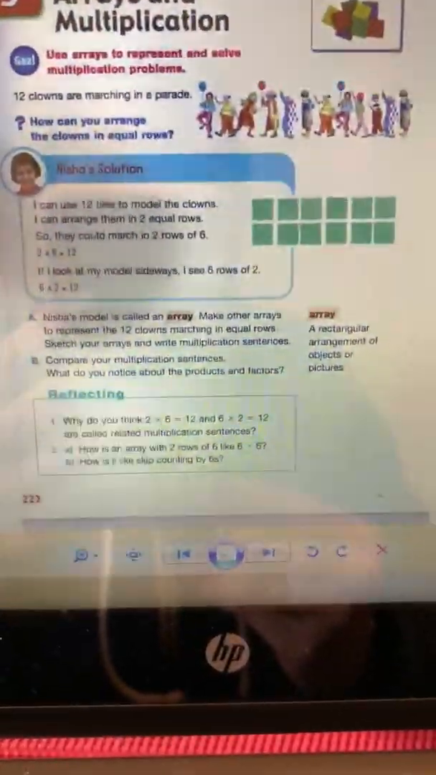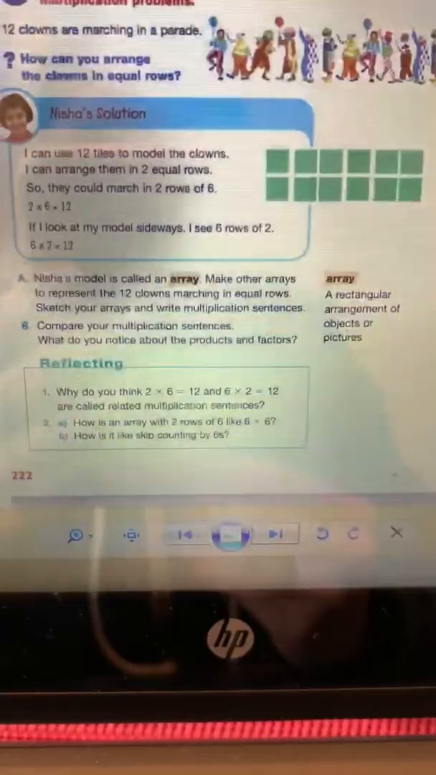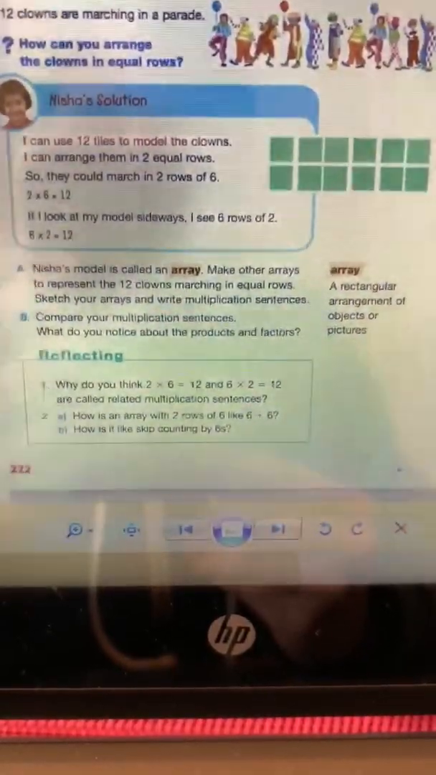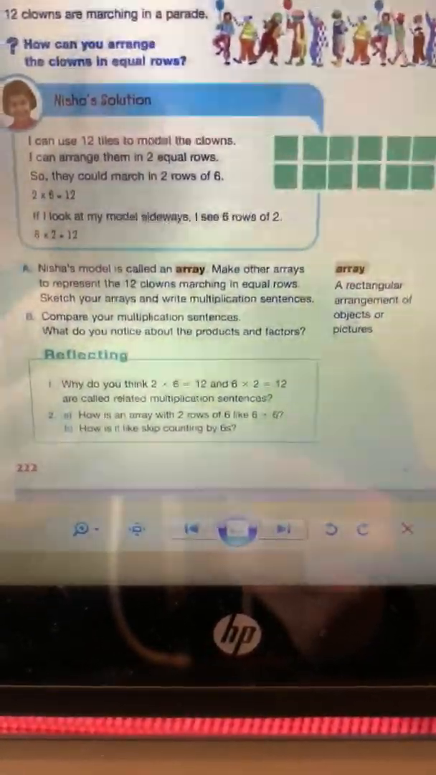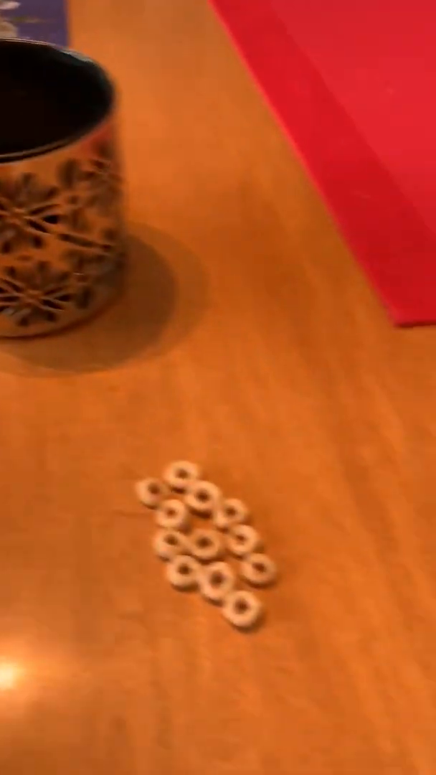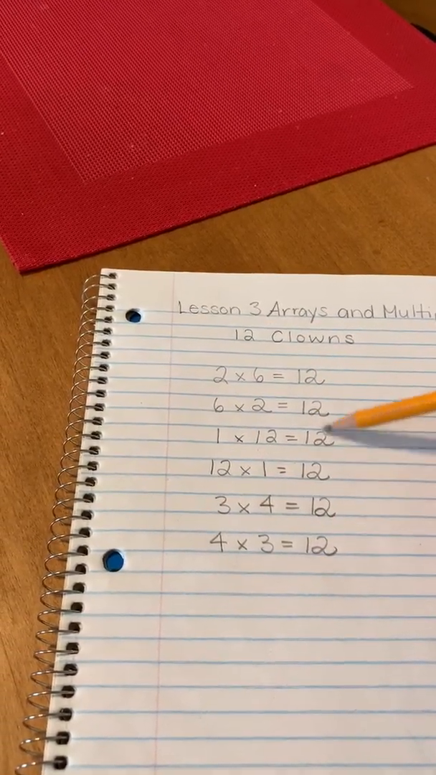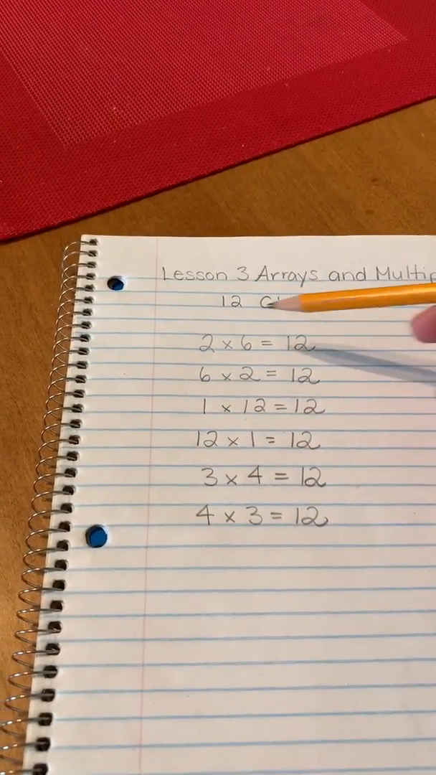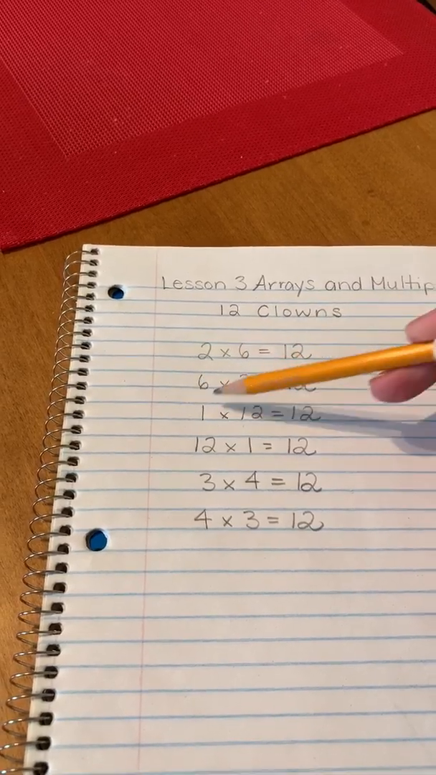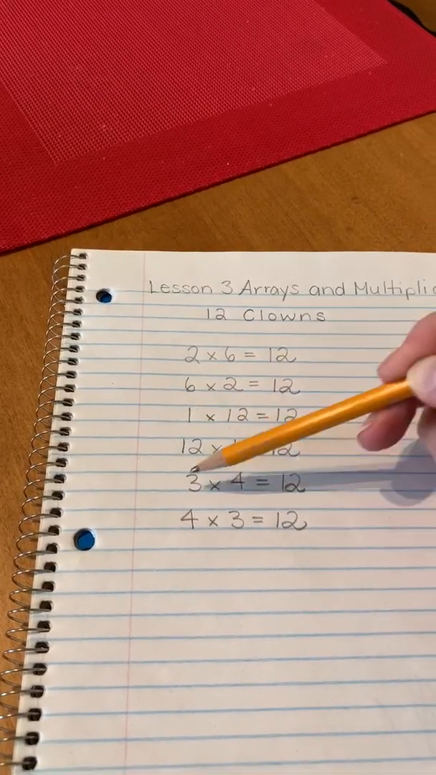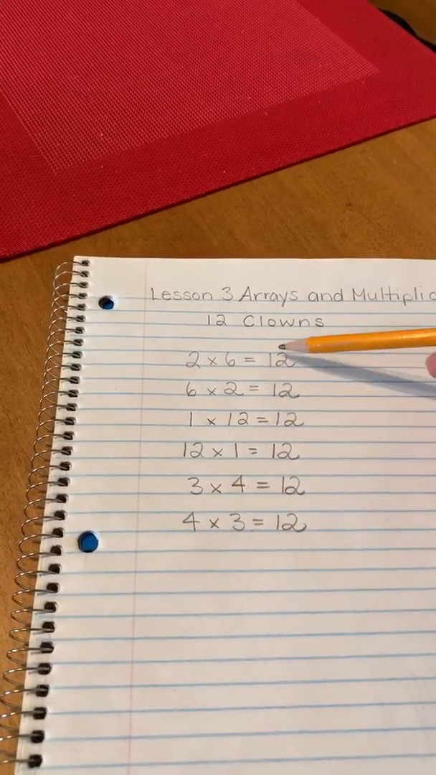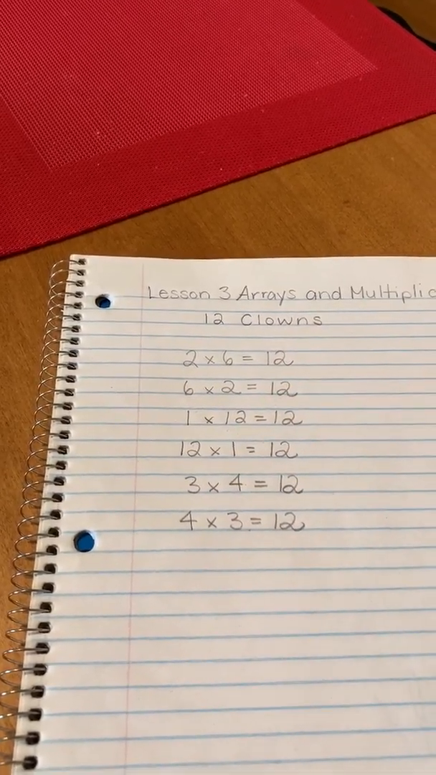So B here says, compare your multiplication sentences. What do you notice about the products and factors? Let's go back. First of all, the products are all the same. 2 times 6, 6 times 2, 1 times 12, 12 times 1, 3 times 4, 4 times 3, all equal 12.